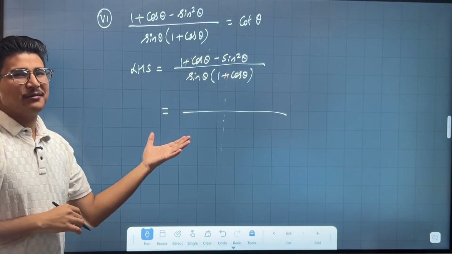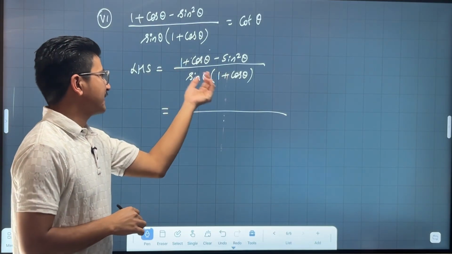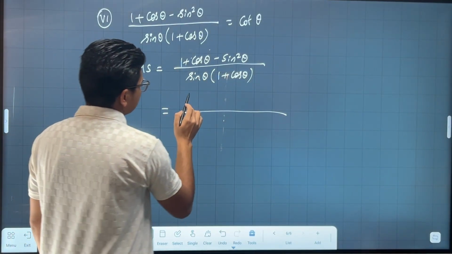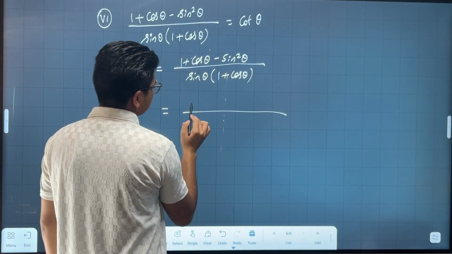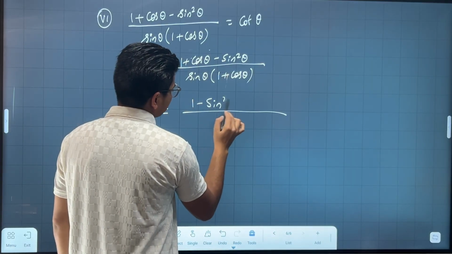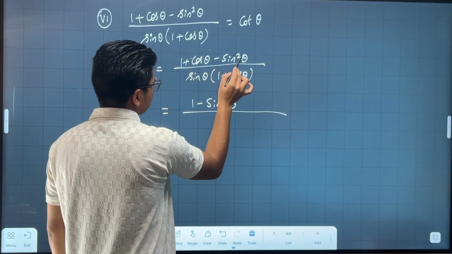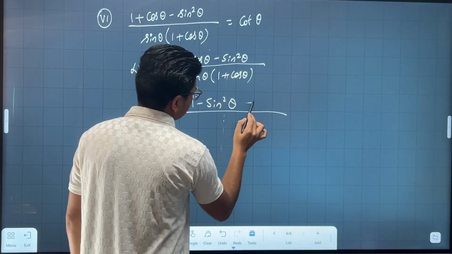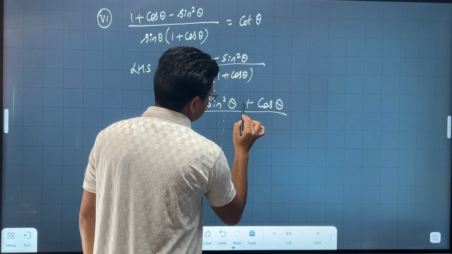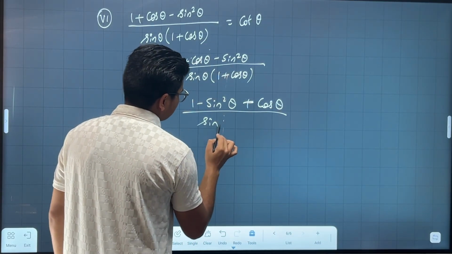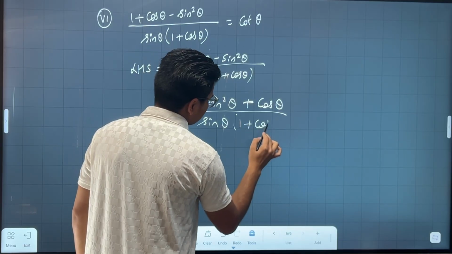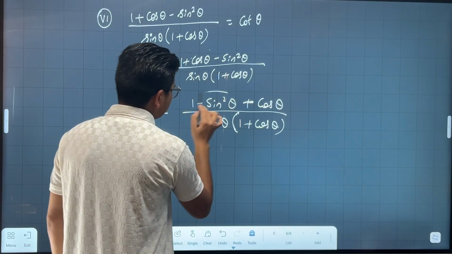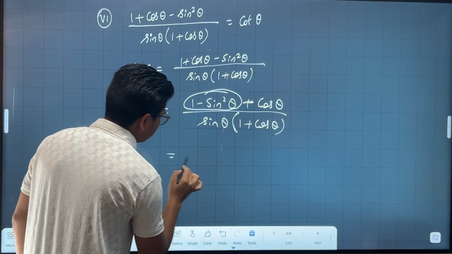Here we again have a very easy question. If you just rearrange it, you will get the answer easily. So can I write this as 1 minus sine square theta, first of all, 1 minus sine square theta and plus cos theta. I have just rearranged it, okay. So sine theta into 1 plus cos theta, and 1 minus sine square theta is cos square theta.